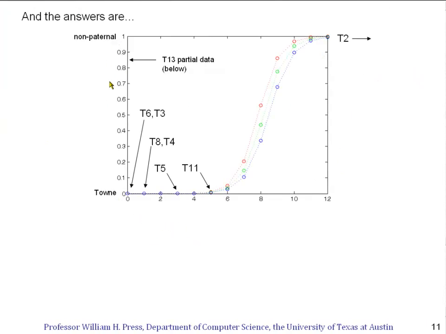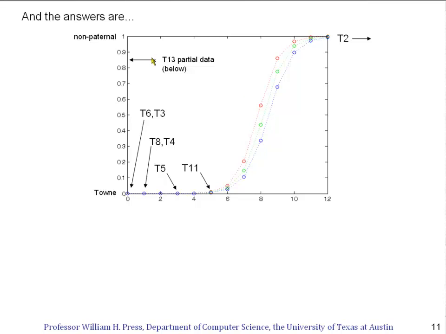Here's the non-paternal probability from that function, from 0 to 1. Here's the number of mutations, k. So you'll see the ones that there's no question about, T6, T3, T8, T4, T5, their non-paternal probability is essentially 0. But you'll see that when you get up to 6 or 7 or 8 mutations here, the non-paternal probability very rapidly rises. That's 6 or 7 or 8 out of 37 loci.